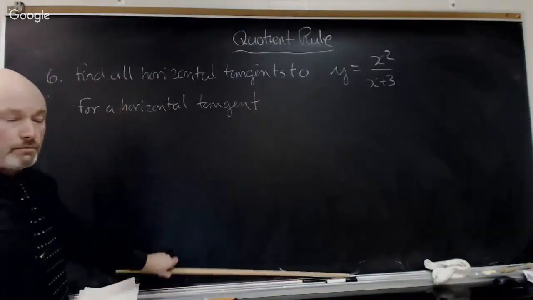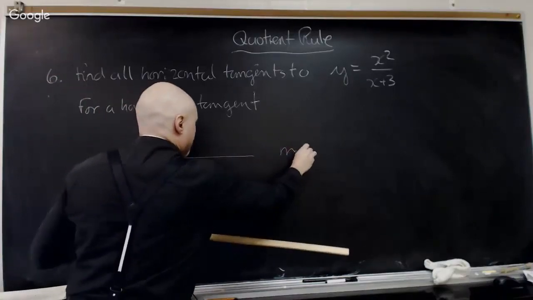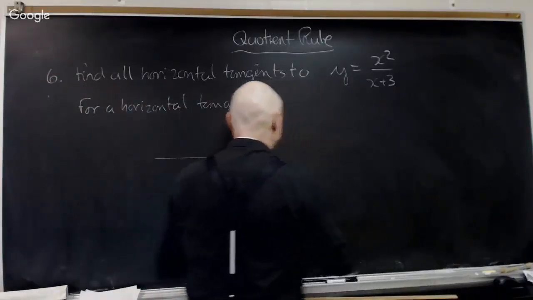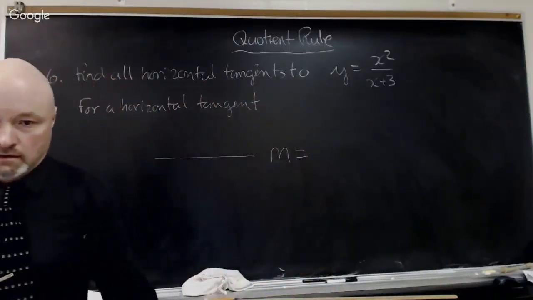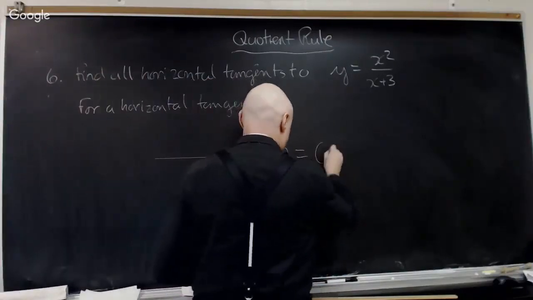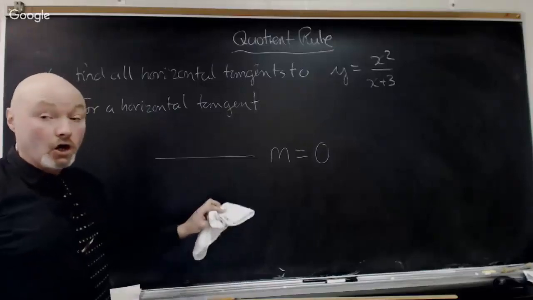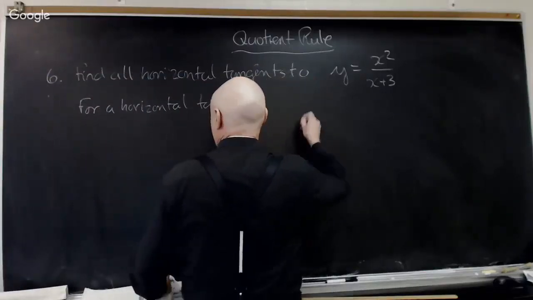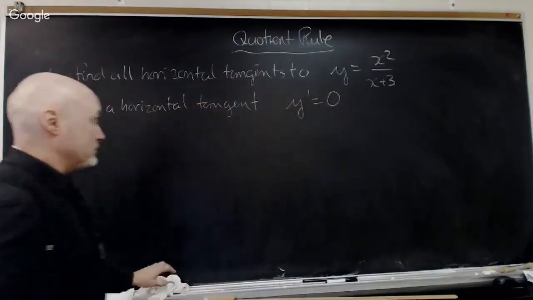what is the slope of a horizontal line? m is equal to, what is that slope? If you said 0 after pausing the video to think, you're right. The slope of a horizontal line is always 0. And so basically, y prime has to be equal to 0.